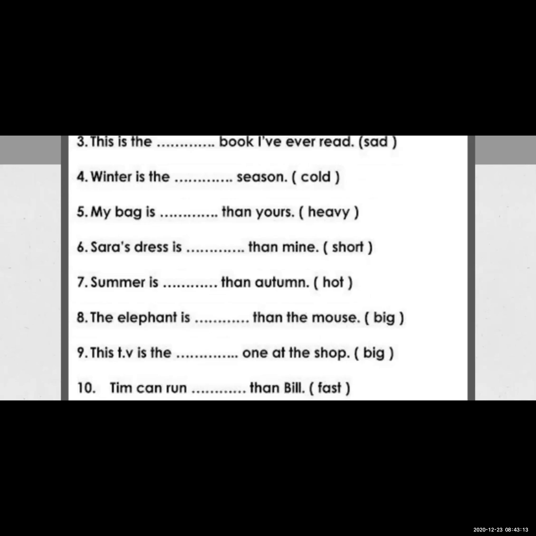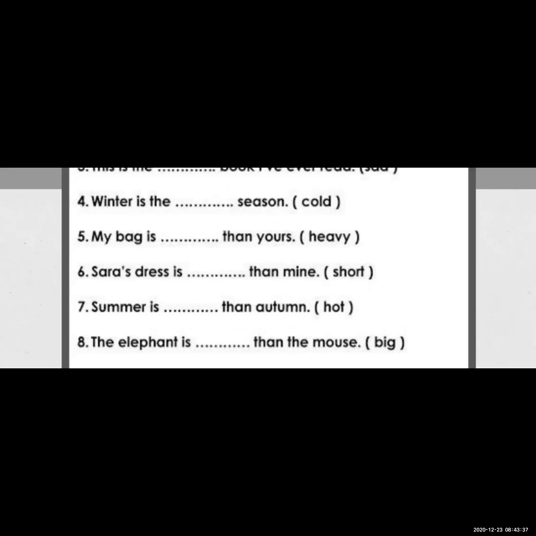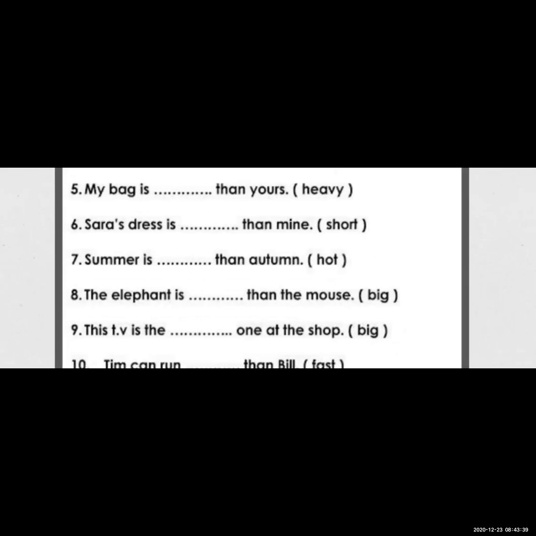Sarah's dress is dash than mine. Now "than" is used again. Short will become shortest. Sarah's dress is shortest than mine. Over here I will not say shortest, okay, shorter. Then "than" is there, so we have to use "er". Sarah's dress is shorter than mine.